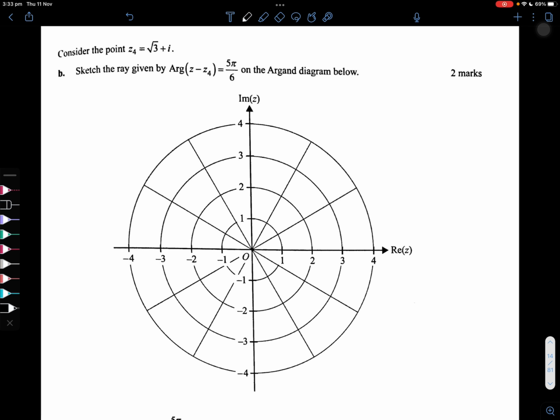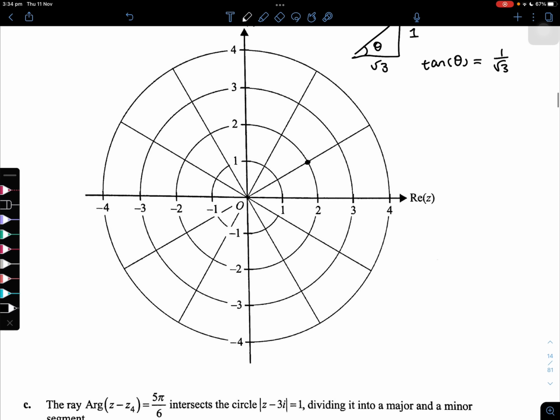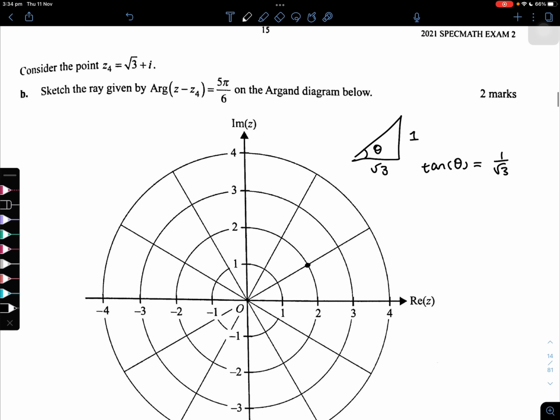Okay, next. Consider the point root 3 plus i. So that would be right there, right? Because if we drew a triangle and we had root 3 and 1, tan of theta, whatever angle that would be, is equal to 1 on root 3. And that's going to be 30 degrees, right? And these are all 30-degree segments, right? So that's where that would be.